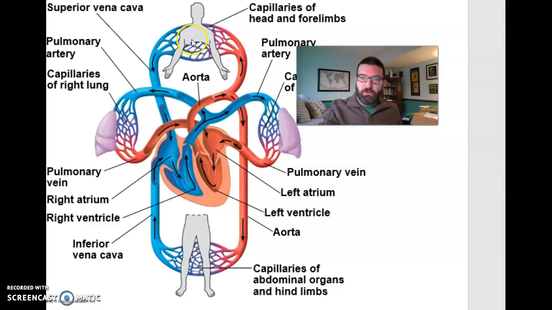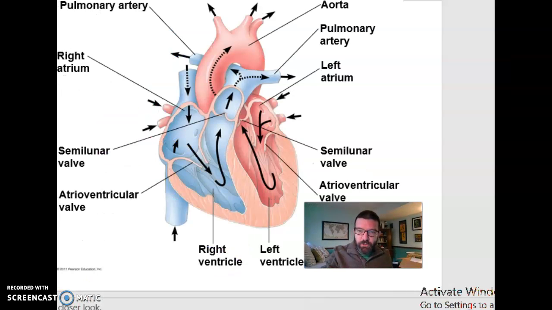And then it branches to go to the top part of the body or the bottom part of the body. There's lots of branching from there, but this is the systemic circuit, and we'll drop off oxygen at the tissues, pick up CO2, and then come back to the heart. And if you look closer, you can see these chambers, right? Right atrium, right ventricle, left atrium, left ventricle.